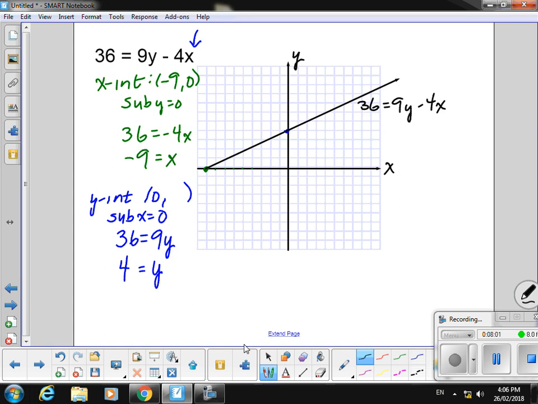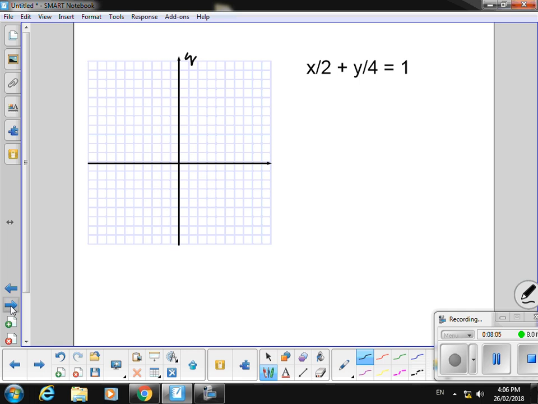Okay, let's try another one. Oh no. X divided by 2 plus y divided by 4 equals 1. We could rearrange this to y equals mx plus b, but I imagine it might make us cry a little bit. So we are going to graph this thing using x and y intercepts. For my x-intercept, my y value is 0. So I'll get a point that looks like that.